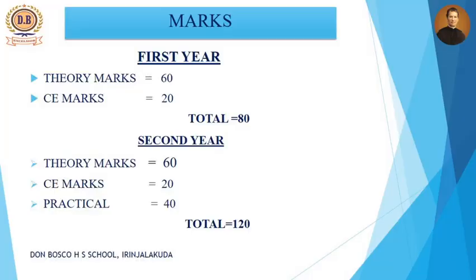Okay, so next one is mark distribution. How many marks are you getting in first year? In first year, there are two sections available, theory mark and CE mark. Theory mark, definitely you want to score. Maximum mark is 60. Then next one is CE mark. CE mark means the teachers are giving marks.